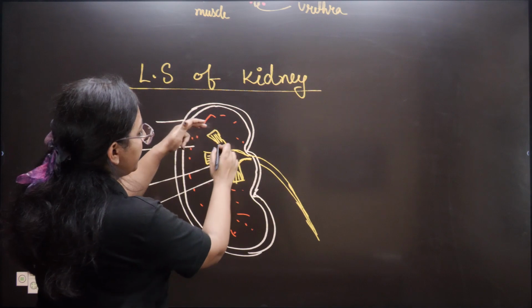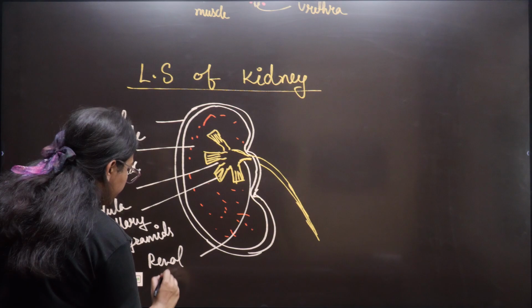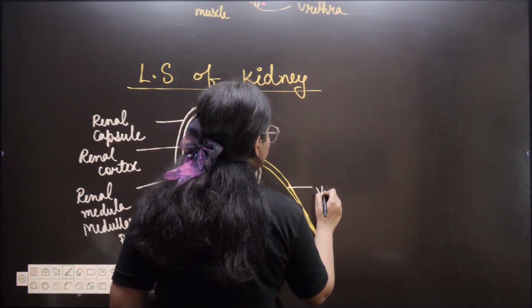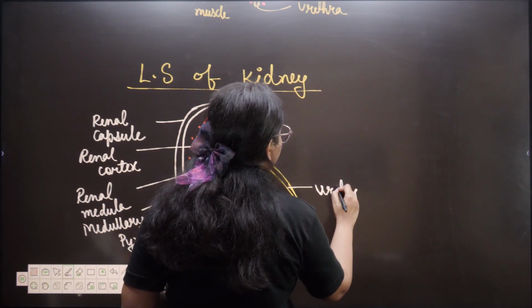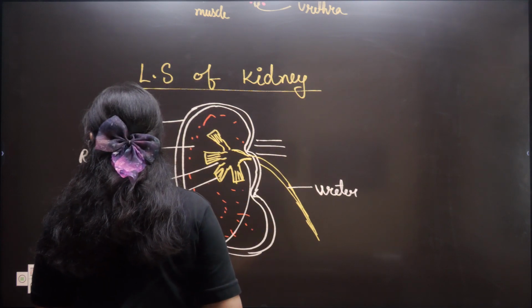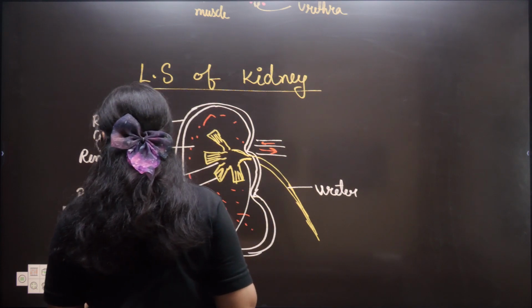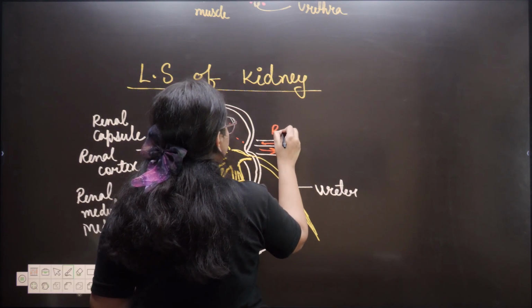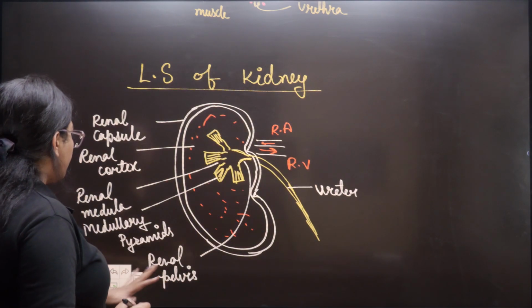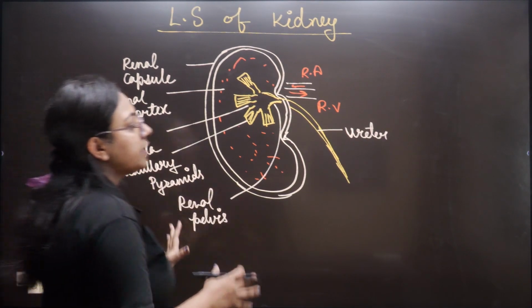See the pyramids opening. This is called renal pelvis. Okay, this is the ureter, and then here comes the vein and artery. One which will go inside, one which will go outside. So the inside one is called renal artery, and the outside one is called renal vein. I hope it is very clear. Very easy and simple diagram. You see this, very easy and simple diagram.